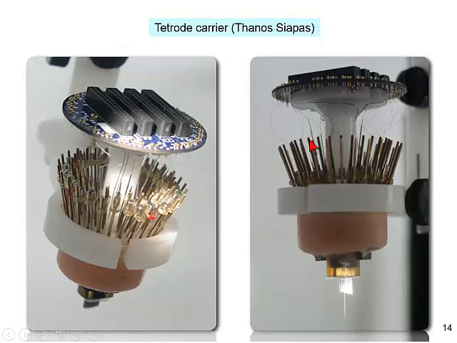And so here from Thanos Siapas's lab here at Caltech is a tetrode. And so this tetrode is an array. They are so large that they go best on rat brains. And the point of this, the goal is certainly to get recordings from as many neurons as possible.